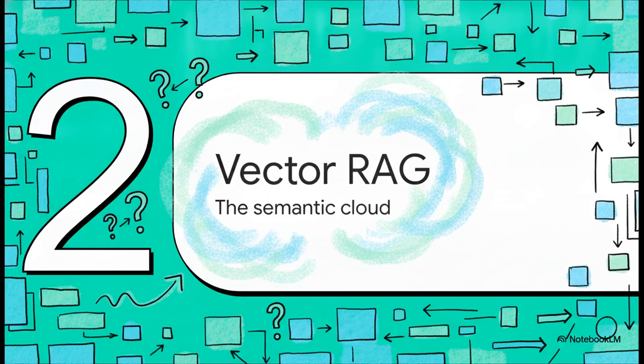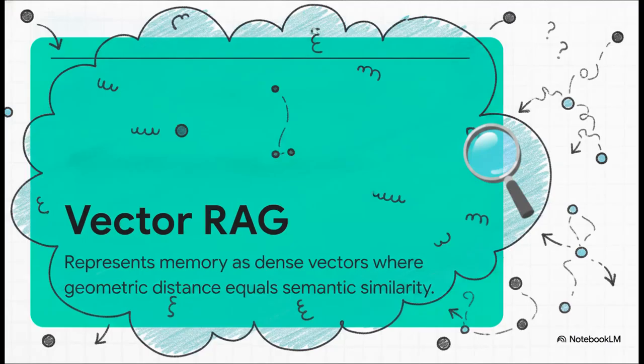Section 2. How vector RAG works, the semantic cloud. To understand why that multi-hop question completely breaks standard systems, we really need to look at our baseline technology first. Okay, so vector RAG works by representing data as dense, mathematical vectors. Basically, it takes your text and plots it in this crazy, high-dimensional space where geometric distance equals semantic similarity.